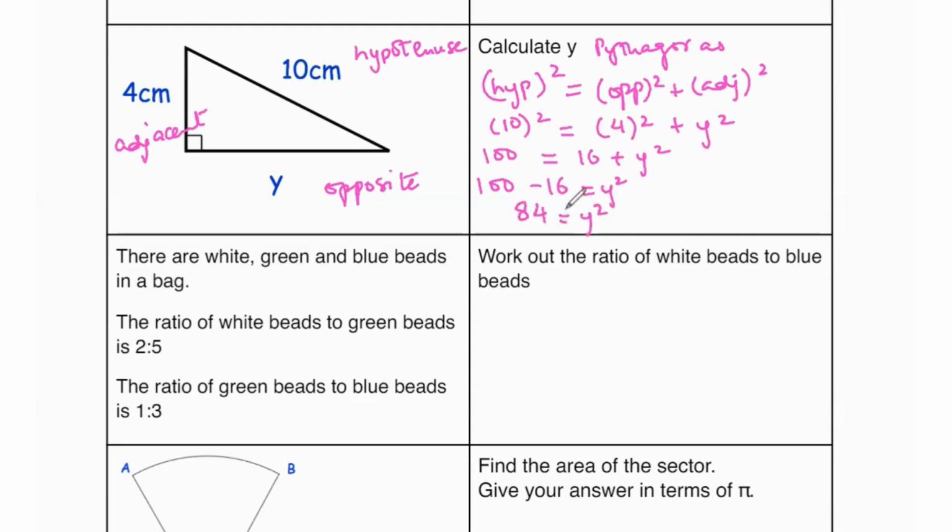equals to y square. Now to find the value of y, we will take the square root on both sides. And y will be 9.17 centimeters. That is your answer.